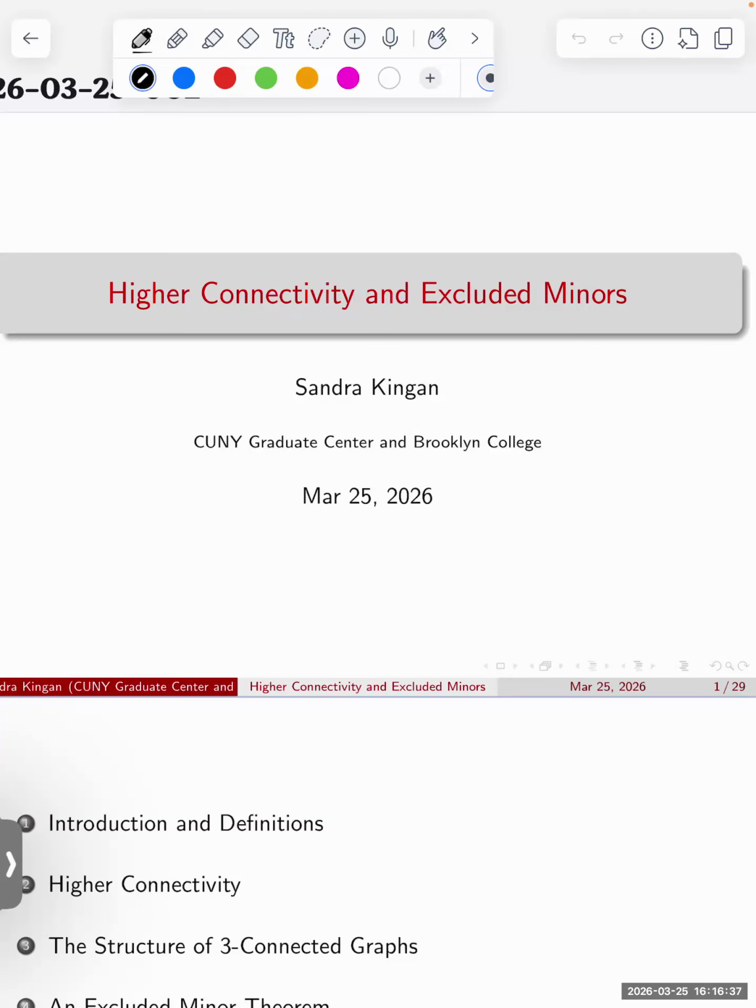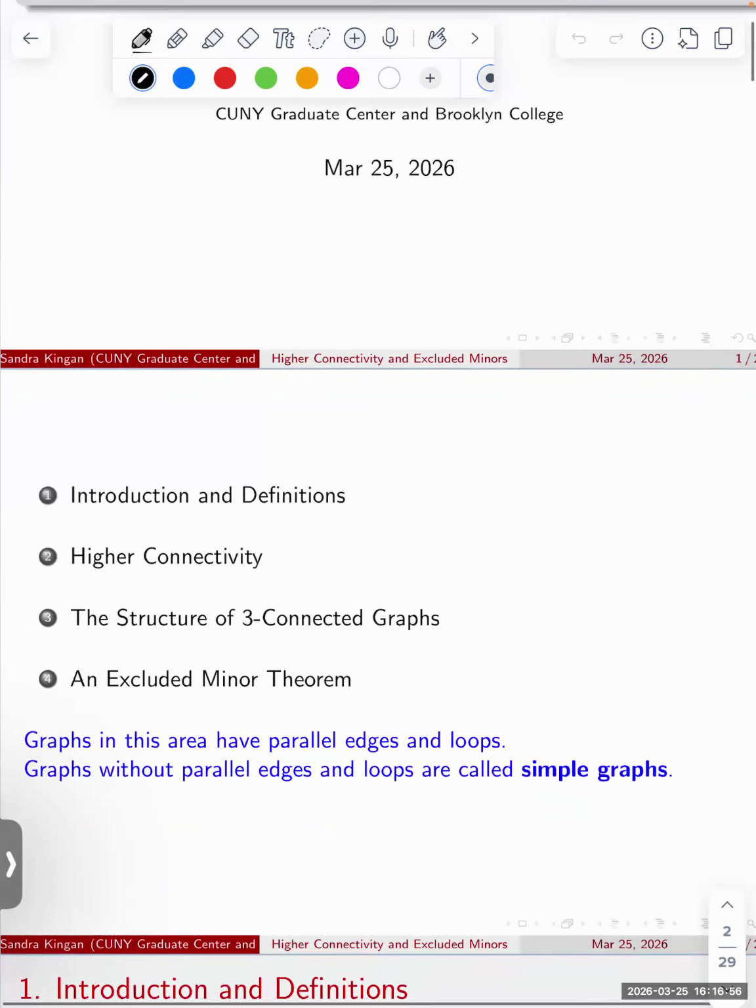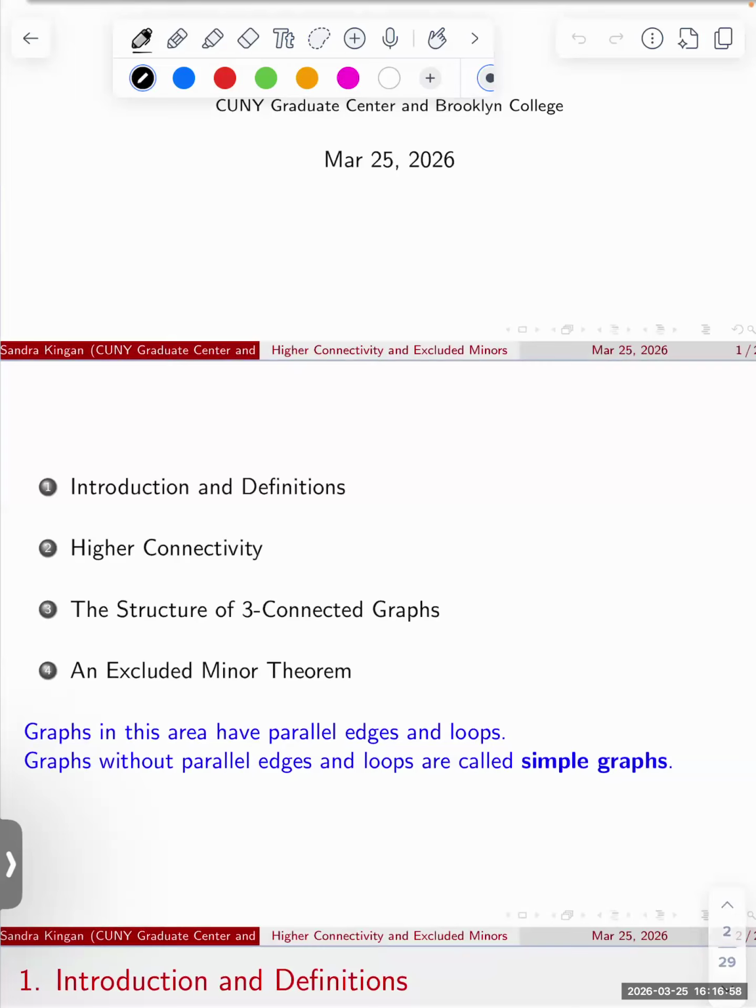Welcome to the third talk in my series of talks on higher connectivity and excluded minors. In this one, we'll pull together some of the stuff that we did in the previous two talks and then take it forward. So I'll begin with introduction and definitions. And this is designed as a standalone talk.